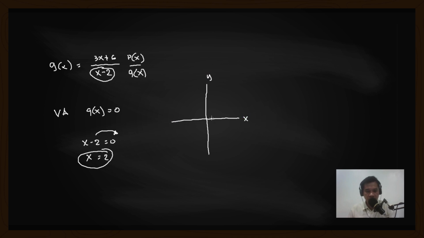Now, if we're going to graph that one, so this is our y-axis, and then this is our x. So we have 1, 2, 3, 4. Our vertical asymptote is at 2. We draw a vertical line here. We draw a broken line here. We have now the graph of our vertical asymptote.